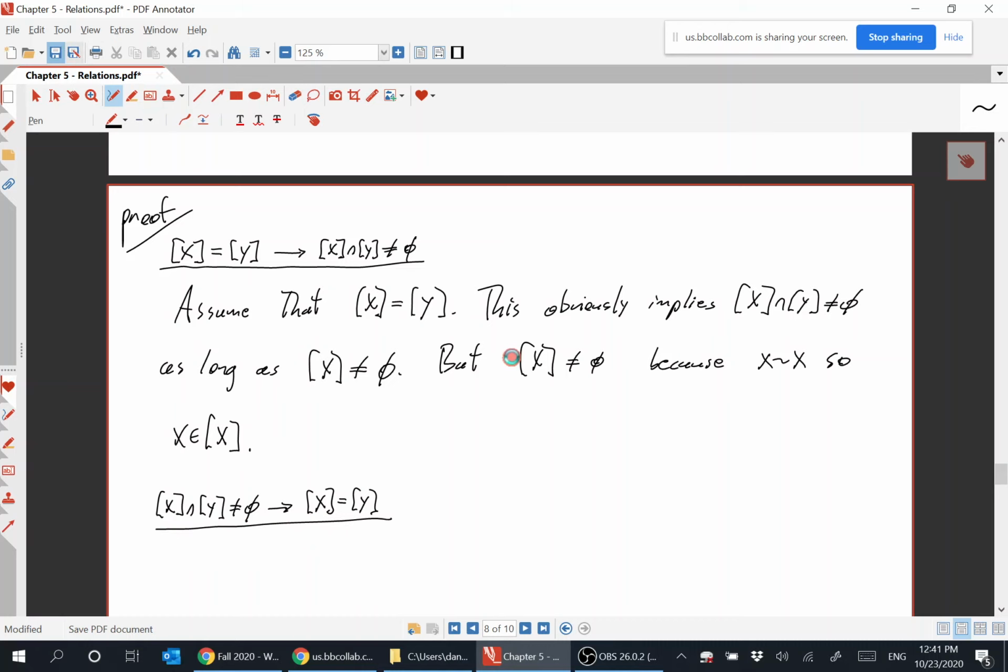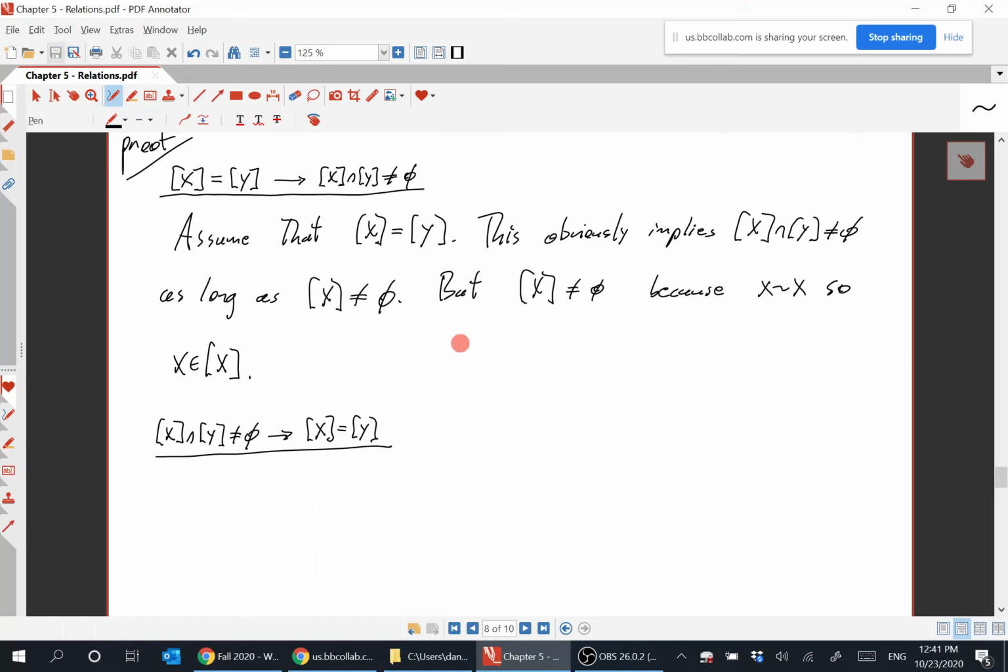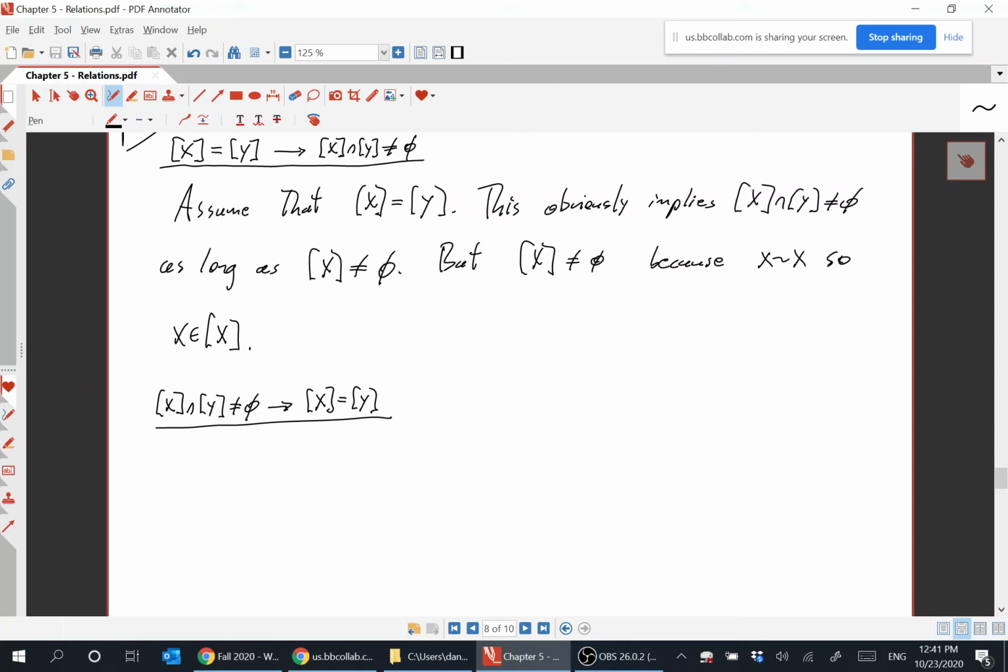Okay, so assume what? What's the first sentence of this proof? Come on, everybody, in unison. Let me know that you understand this, please. Assume the class of x intersect the class of y does not equal the empty set.